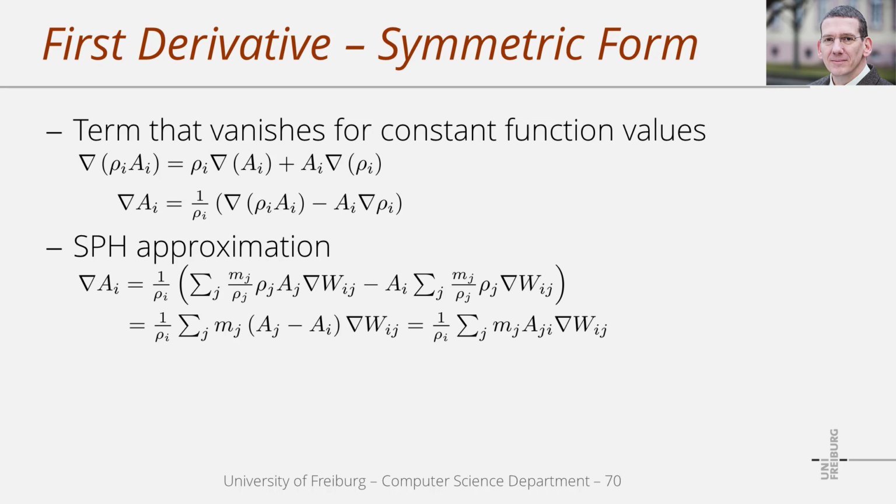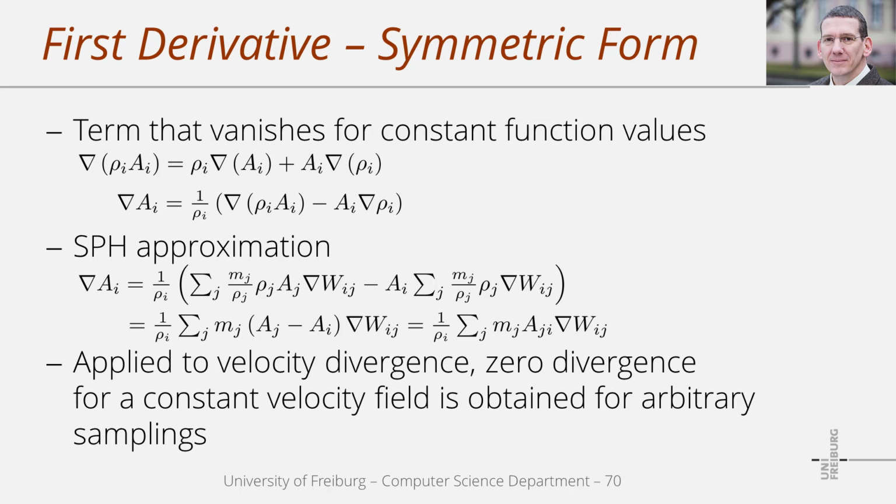Then we apply SPH approximations to the gradient of ρ times A and to the gradient of ρ. And finally, the two SPH sums are simplified, and we get the symmetric SPH form of the first derivative of A. This variant is often used for the SPH approximation of the velocity divergence, where we get zero divergence for a constant velocity field independent from the sampling quality.